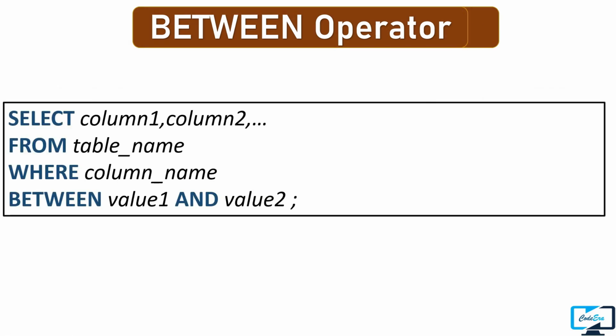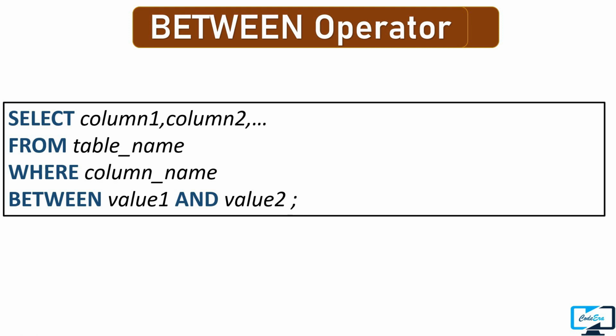So guys, let's see the general syntax for the BETWEEN operator. After the WHERE clause, we will write the column name on which we want to apply the BETWEEN operator. After that, we will write the BETWEEN keyword, and then we will write the two values separated by AND. These two values are the range for our BETWEEN operator. But remember one thing, the value 1 must be the lower value and value 2 must be the higher value. Otherwise, you won't get the results.